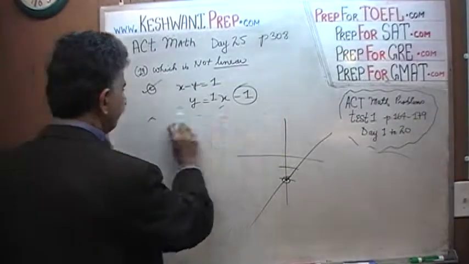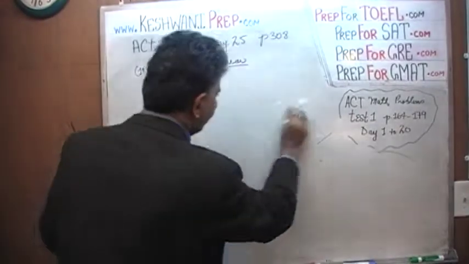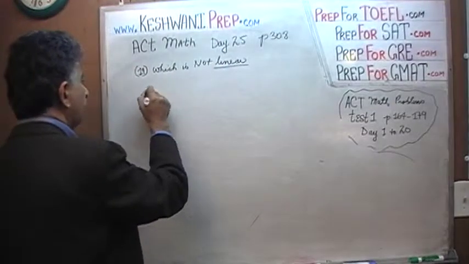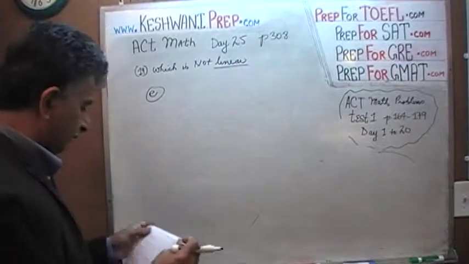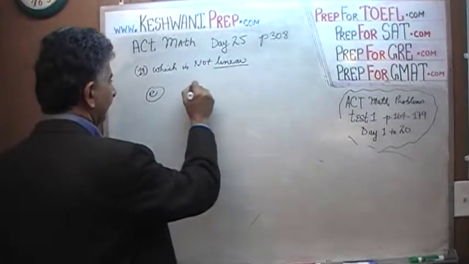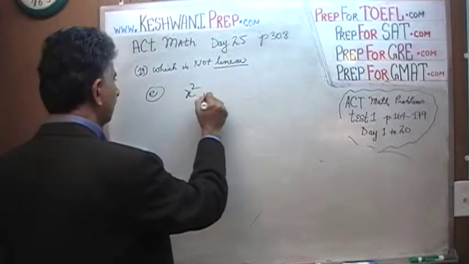Let's look at E. I don't know how I managed to make such a big fuss out of this one. This is a very straightforward problem. There you go. X squared. That's it.